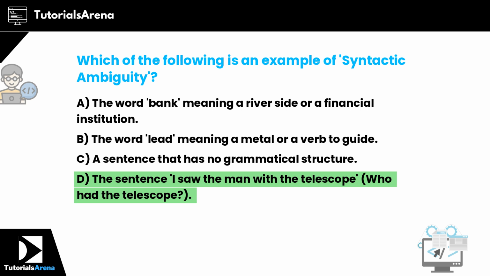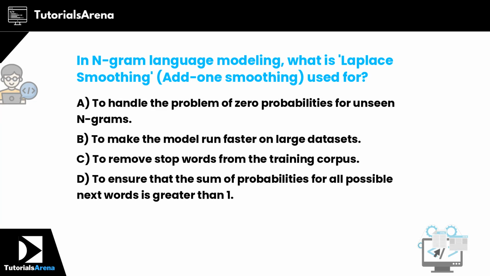Who had the telescope?" In n-gram language modeling, what is Laplace smoothing, add-one smoothing, used for? The correct answer is option A. To handle the problem of zero probabilities for unseen n-grams.